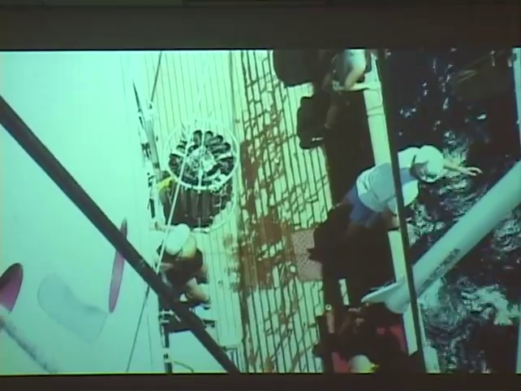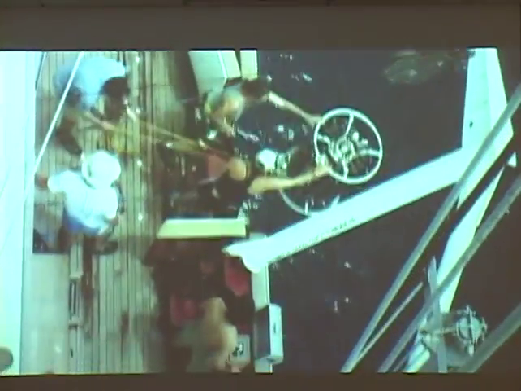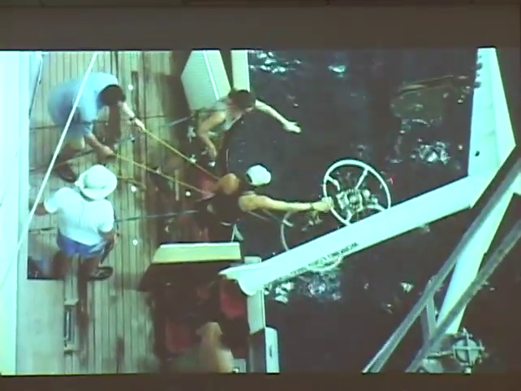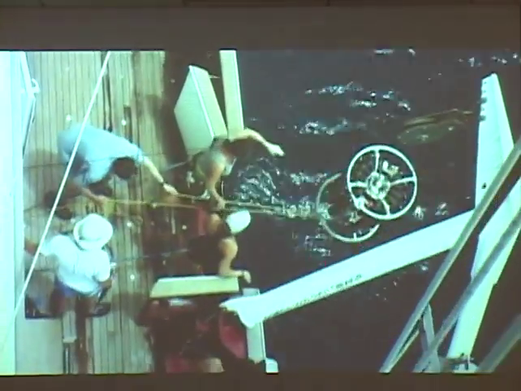They have to learn the names of 59 lines on the boat, and I still don't know all the lines on the boat. Here's that same kind of instrument. The National Science Foundation outfitted this boat with $2 million worth of modern oceanographic sampling equipment.